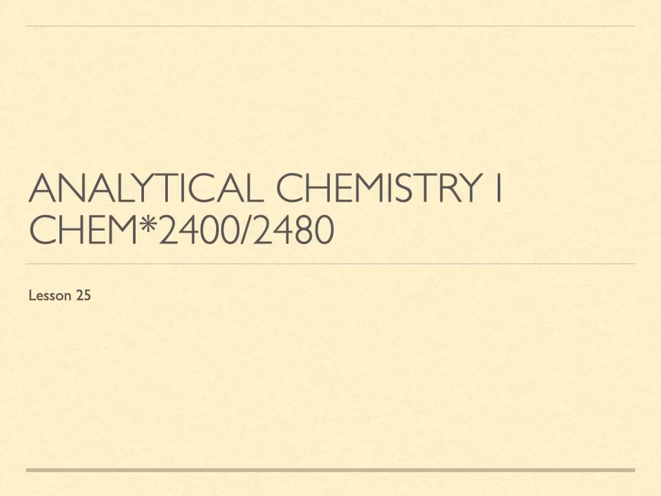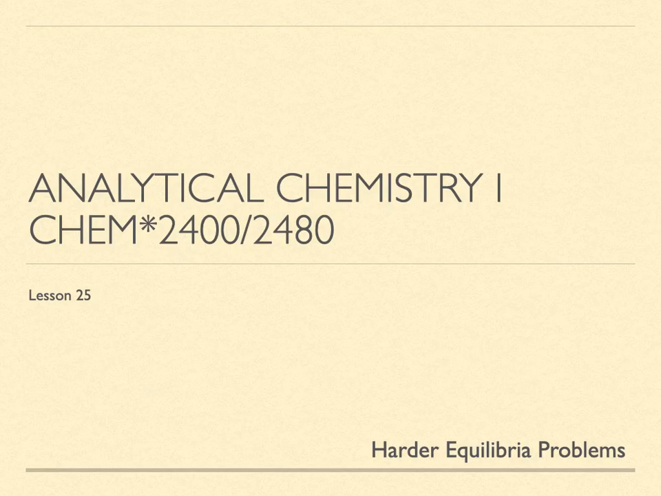Analytical Chemistry 1, Lesson 25. As our chemical mixture starts to include more and more equilibria, the equations become more complex. But it is just a bunch of algebra. The task is for you to be careful enough to see the analysis through to the end.